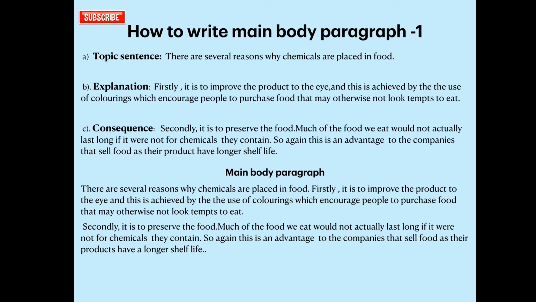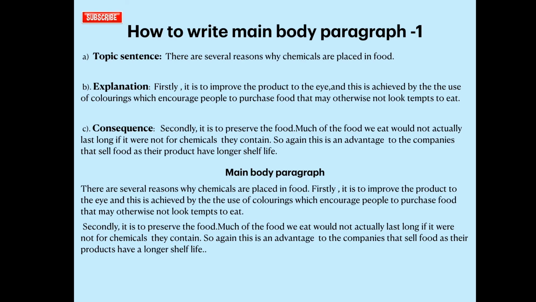Much of the food we eat would not actually last long if it were not for the chemicals they contain. So again, this is an advantage to the companies that sell food as a product, as they have a longer shelf life. So now here the example is given, the result is given. So this is how you need to write a main body paragraph using topic sentence, explanation and consequence. Now how to form this main body paragraph? We shall put all these sentences together and form it.